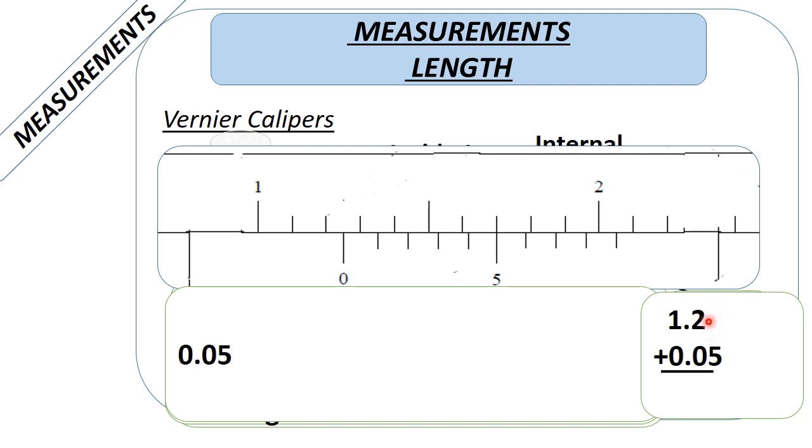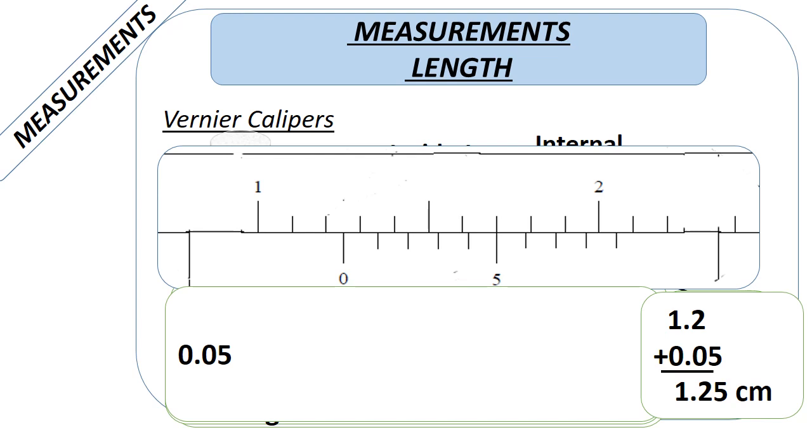If there is no number like here, then it means it's 0. So you're going to say 0 plus 5, which is going to give you 5. 2 plus 0, which is going to give you 2, and 1 plus 0 is going to give you 1, and you bring the point down. So we're going to have 1.25 centimeters. So this is how to read from a vernier caliper.